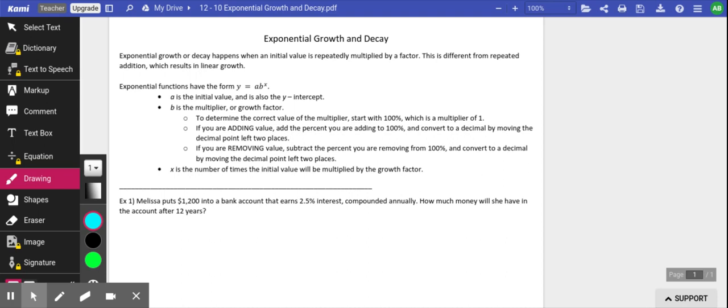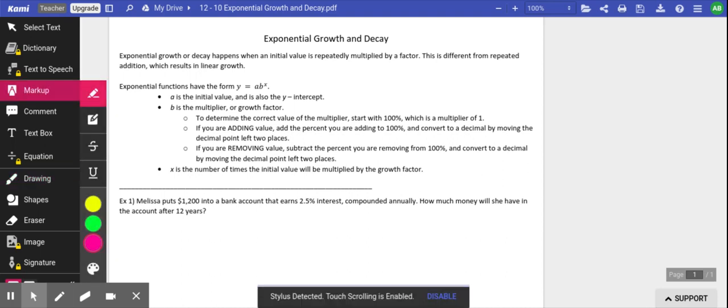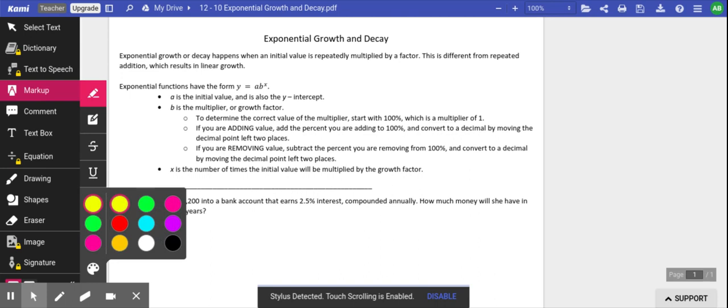We're going to talk about exponential growth and decay. So on this notebook page, we have some definitions on top that I want you to go ahead and highlight. The first thing that we are going to highlight is the definition of A in our exponential function. So A is going to be the initial value or the y-intercept.